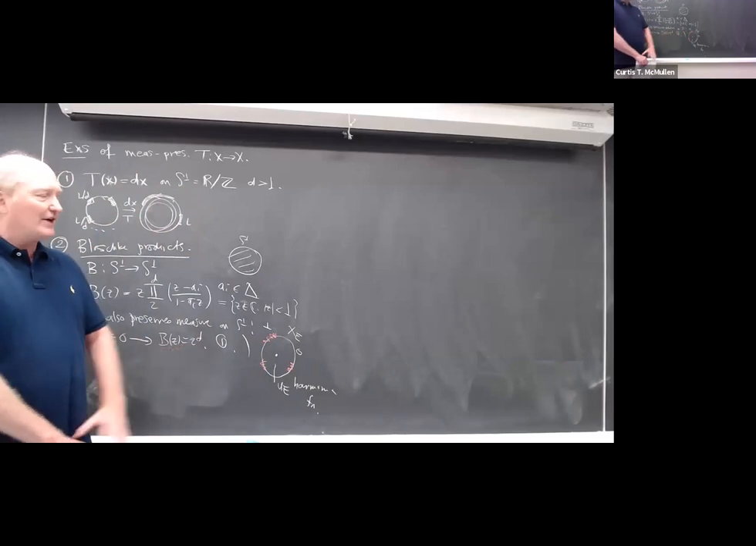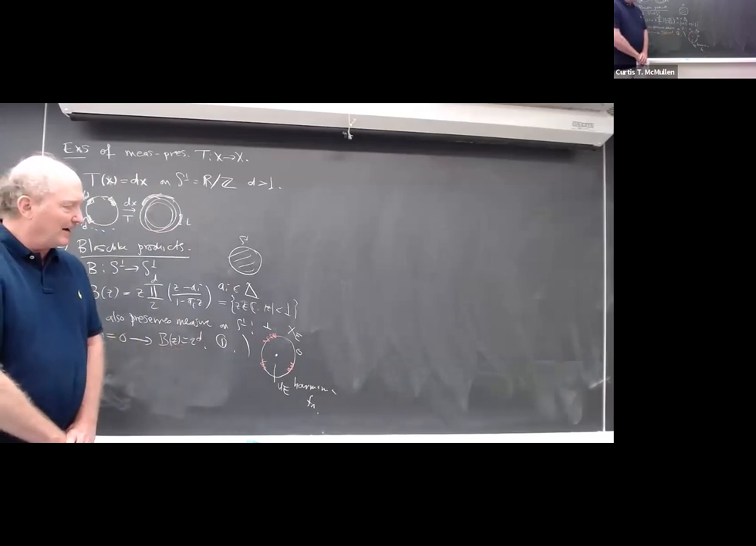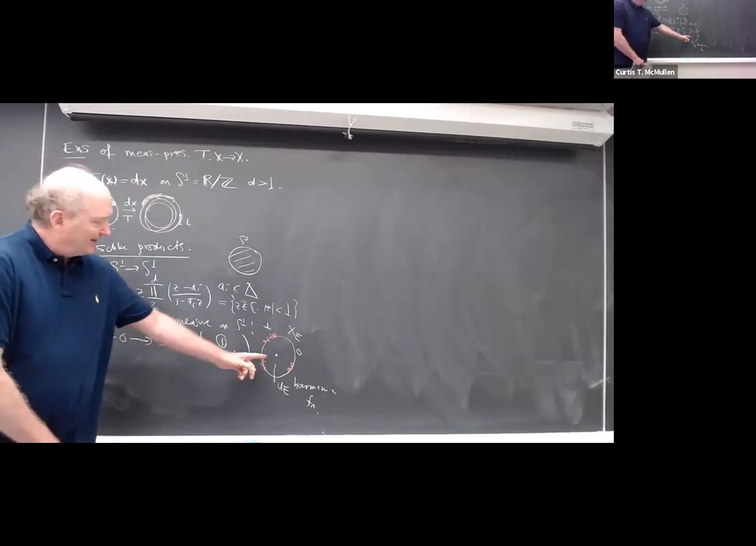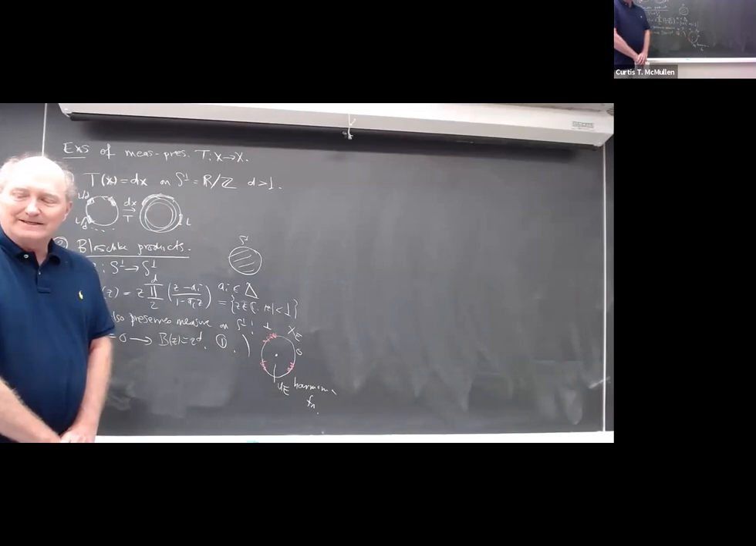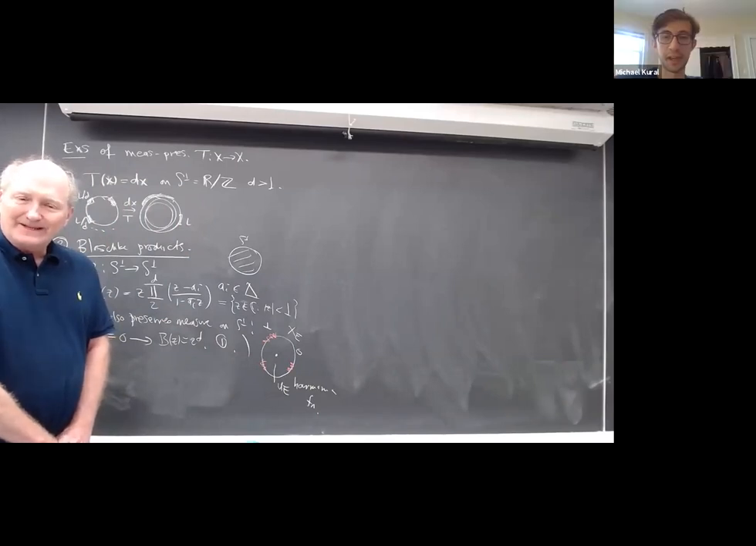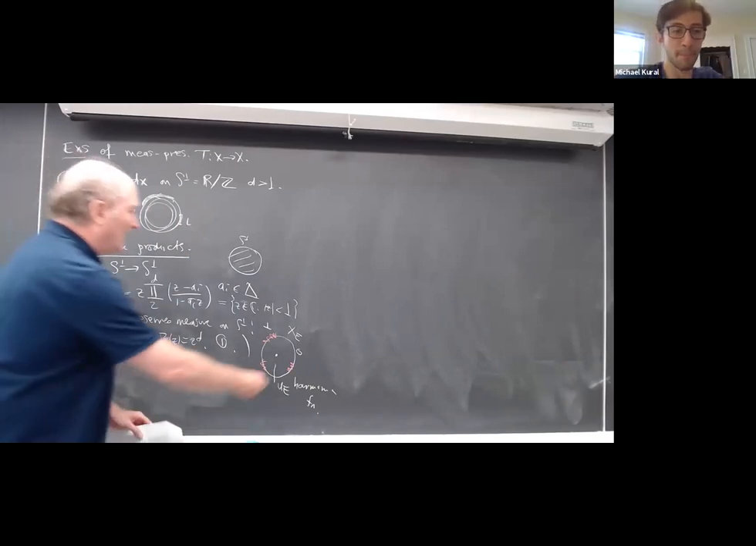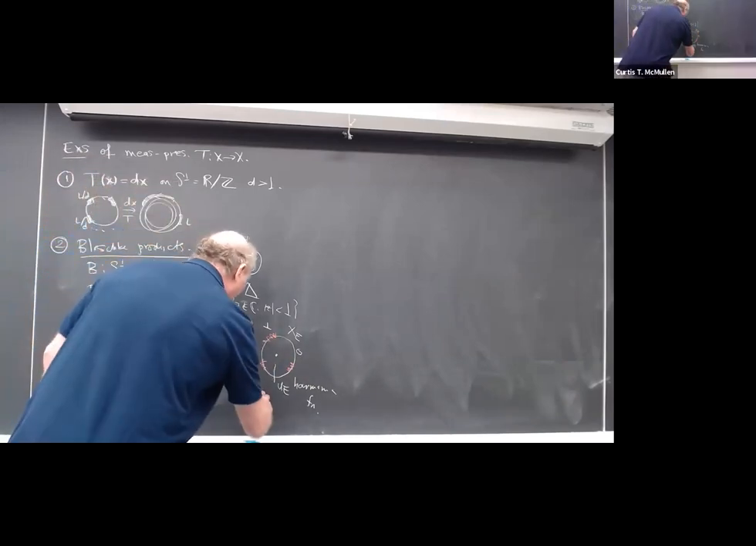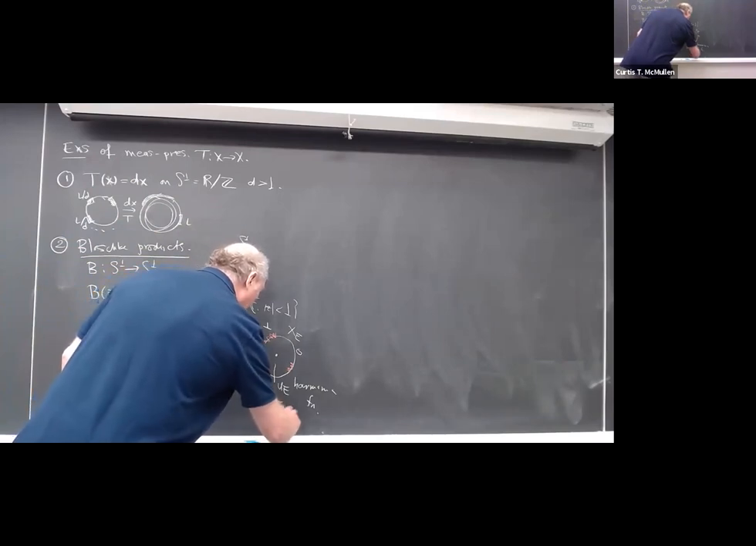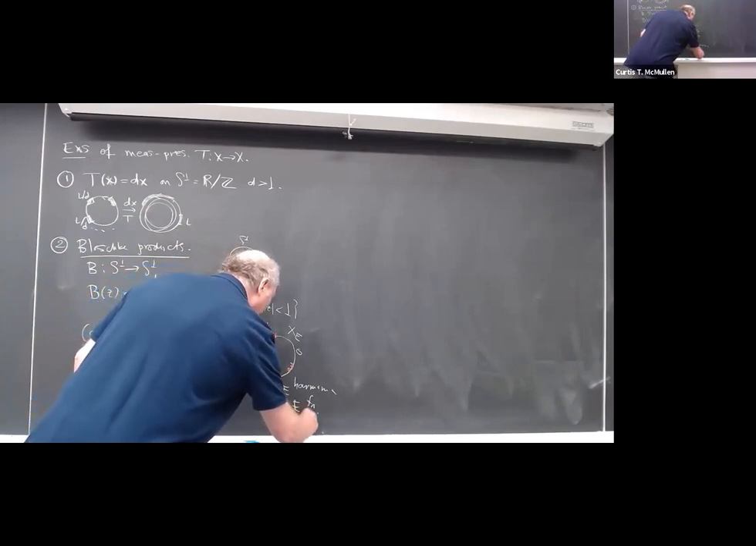You have the mean value principle for harmonic functions. So what should be the value of U at zero? The measure of the set. Yeah, that's right. If we normalize it with the circle as total measure one, then U_E at zero is just equal to the measure of E.